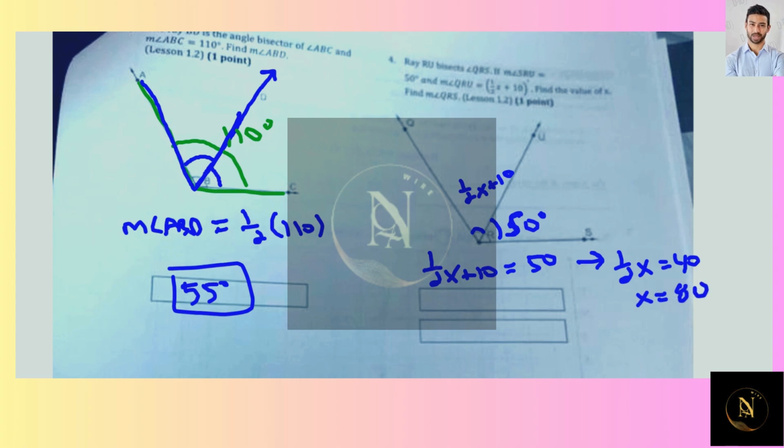So what's the value of x? X is 80. And find the measure of angle QRS. QRS would be the 50 plus the 50. Since it's bisected, it's the same on each side, and that would be 100 degrees.